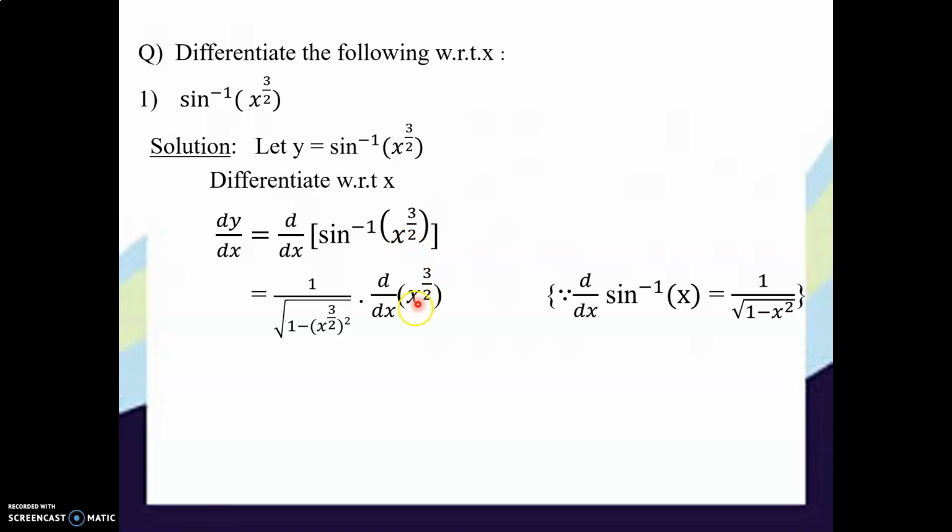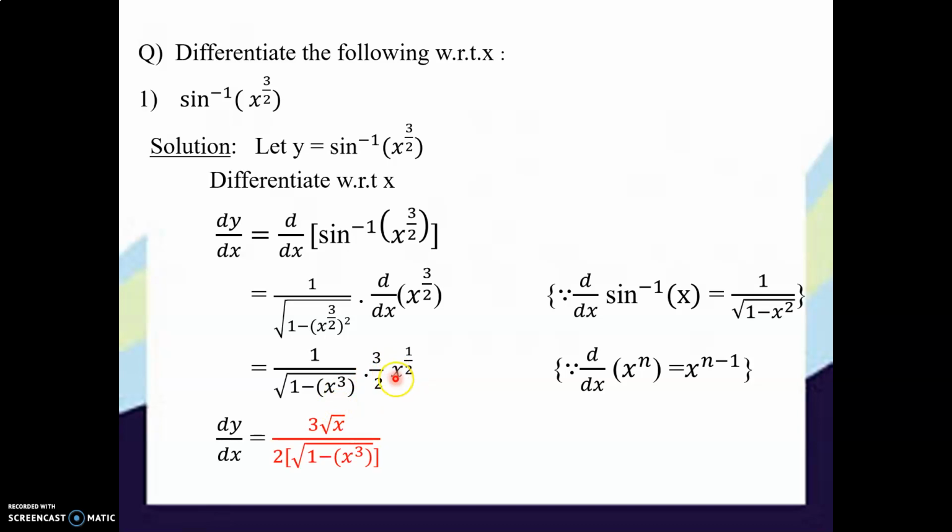So this is in the format of x raised to n. So the derivative of this function is 3 upon 2 x raised to 1 upon 2. That is n into x raised to n minus 1 format. The next step we will arrange this one like this. So 3 into root x upon 2 into root of 1 minus x cube is the final answer.